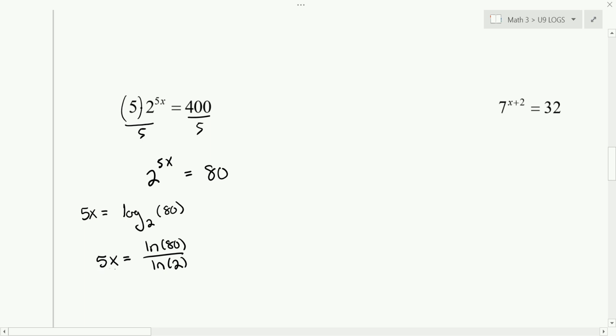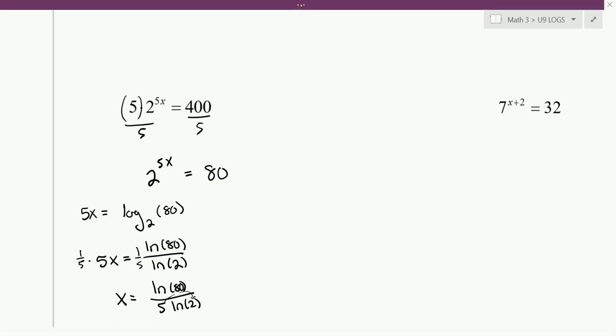Okay? So we do want to solve for x, though. We want to get the x by itself. And so multiply both sides by 1/5. And you end up with x is equal to the natural log of 80 over 5 times the natural log of 2. And again, you can make that 5 the power of 2 if you'd like.